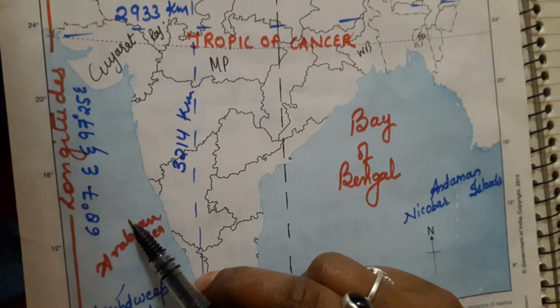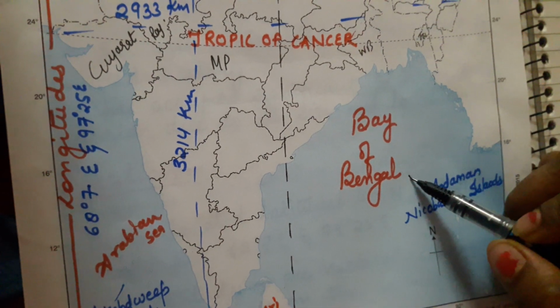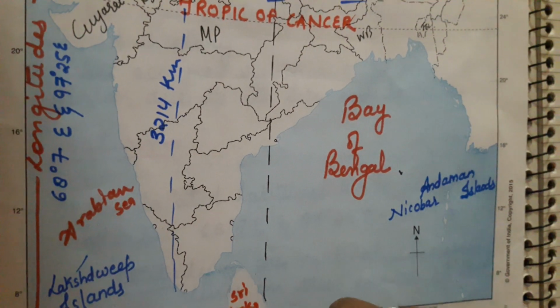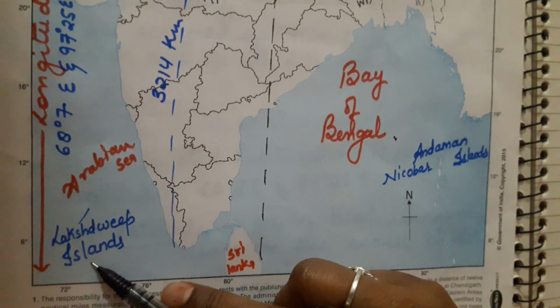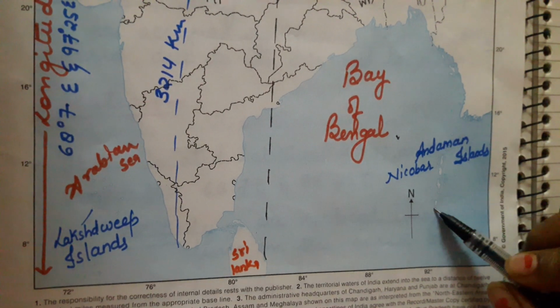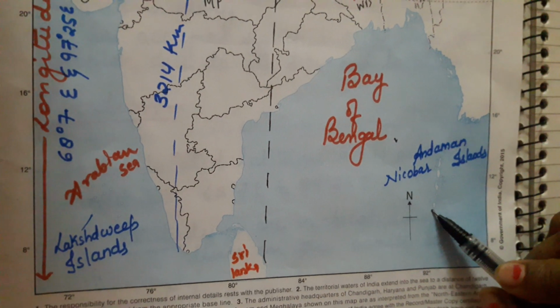In the west it is the Arabian Sea, and in the east it is the Bay of Bengal. India also has groups of islands. One is the Lakshadweep Islands in the west, and the second is the Andaman and Nicobar Islands in the east.